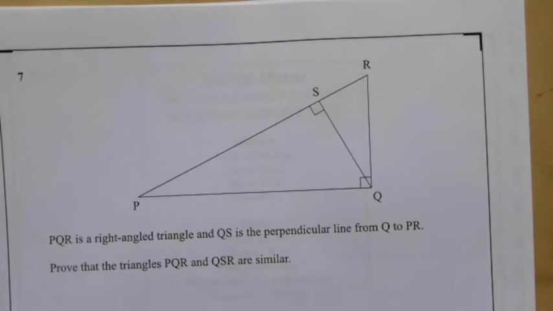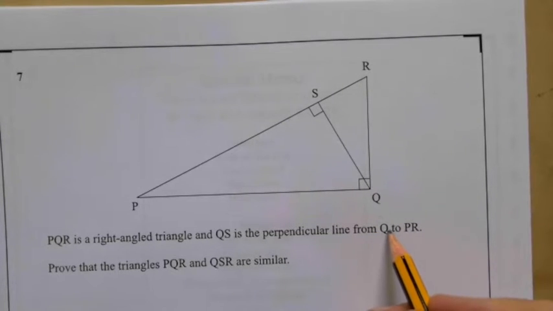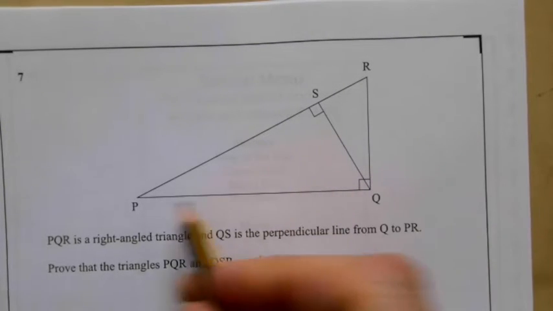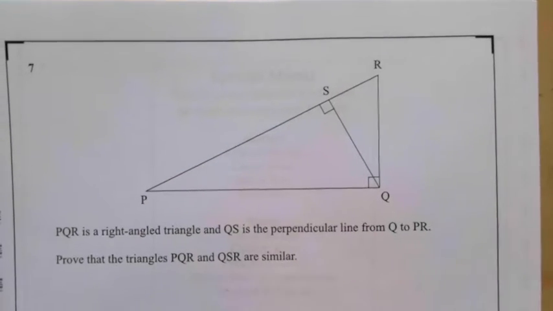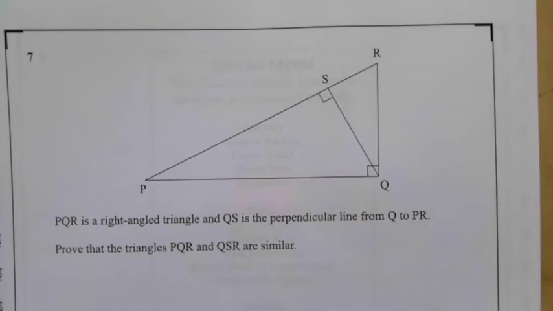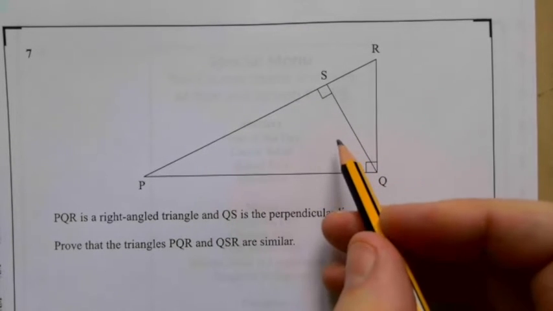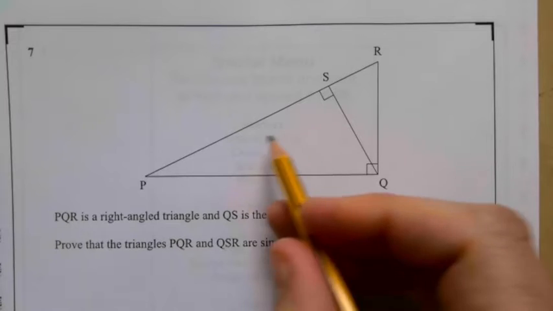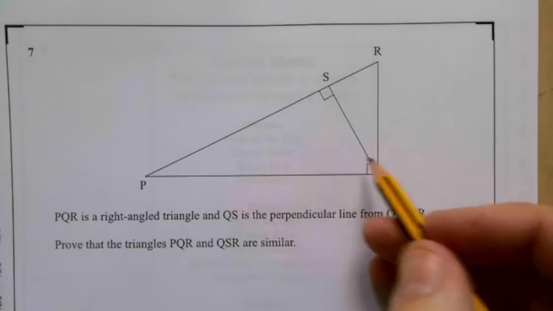PQR is a right angled triangle, and QS is the perpendicular line going from Q to PR. Prove that the triangles PQR and QSR are similar. Well, the way you show two triangles are similar is either if the sides are in ratio, so we don't have any sides here, or that the angles are the same.